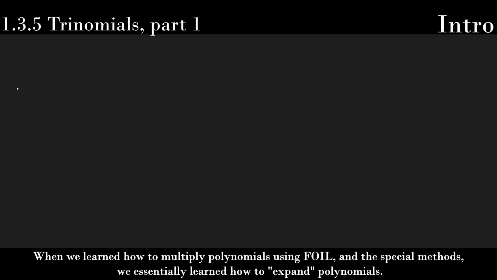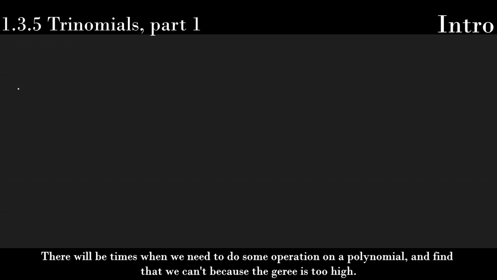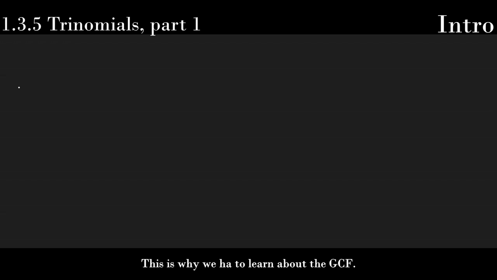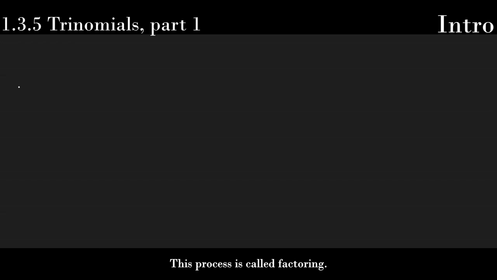When we learned how to multiply polynomials using FOIL and the special methods, we essentially learned how to expand polynomials. But sometimes it's not easy to use an expanded polynomial. There will be times when we need to do some operation on a polynomial and find that we can't because the degree is too high. This is why we had to learn about the GCF. It allows us to take a polynomial of a high degree and decrease it. This process is called factoring.